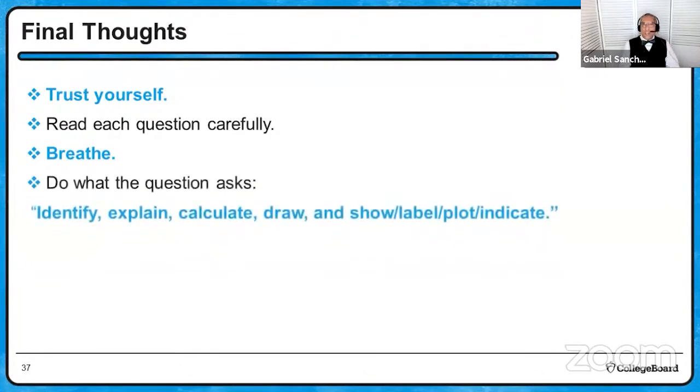You'll get through this. You're going to be fine. Do what the question asks. And that's why I put things in blue throughout tonight. If they ask you to identify, explain, calculate, draw, show, label, plot, indicate, whatever they ask of you, do it. It'll make it easier for you, easier for the reader. You'll be much, much more successful. And again, trust yourself. You know this, you've studied hard, you'll do well. I know you will.